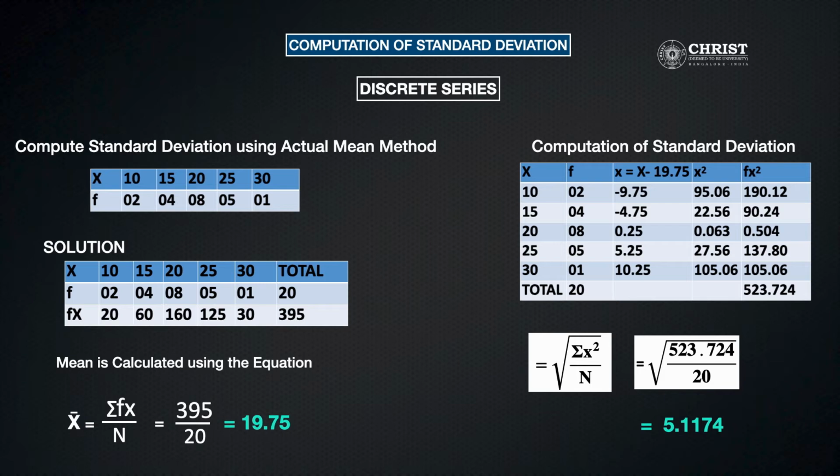Then take the X squared values and fX squared values. So we can substitute the value. fX squared value is 523.724 divided by 20. So you are getting 5.1174.